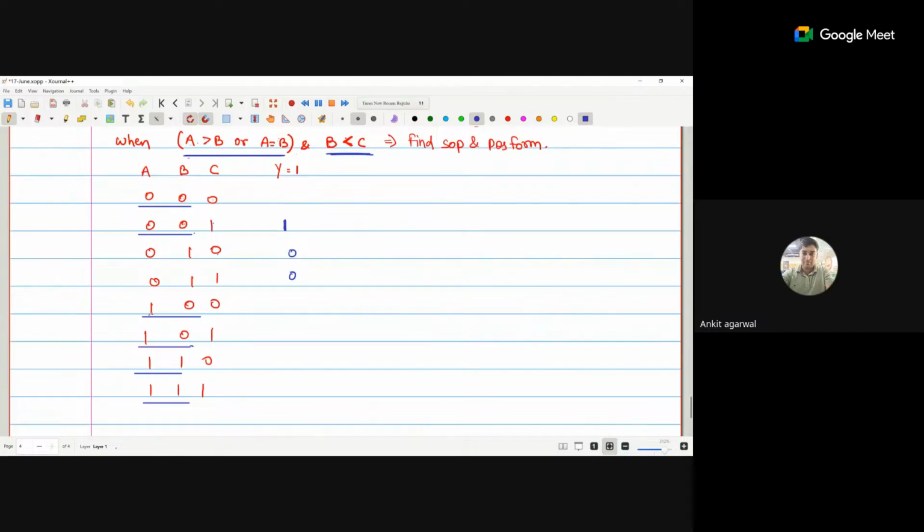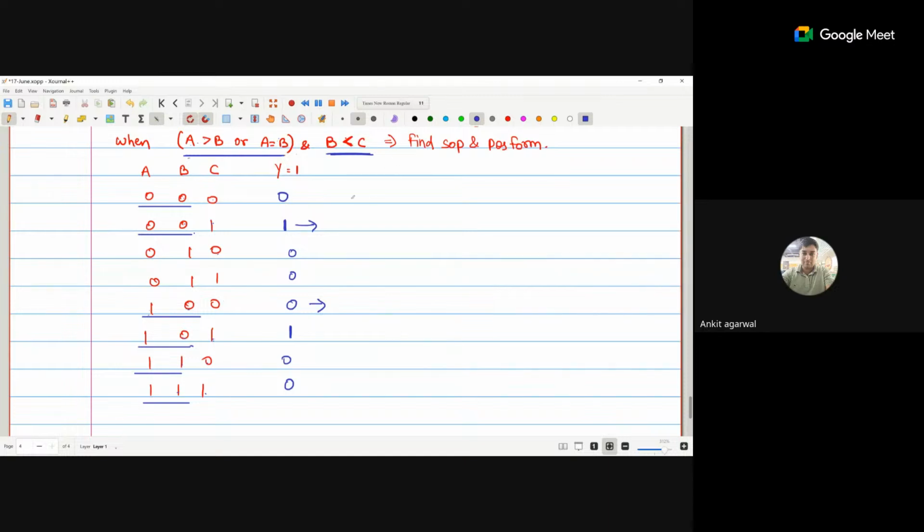Okay. Now if we go to this one, that condition is okay. Now the second condition is B less than C. So B and C both are equal, so 0. B is 0, C is 1, that means B is less than C, so 1. Okay. B is 1, C is 0, greater than. B is 1, C is 1, that means equal to. That means this one is 0, this one is 0, and this one is 0. Okay. So the output is 1 only for these two conditions.